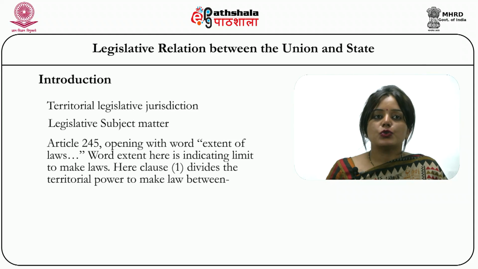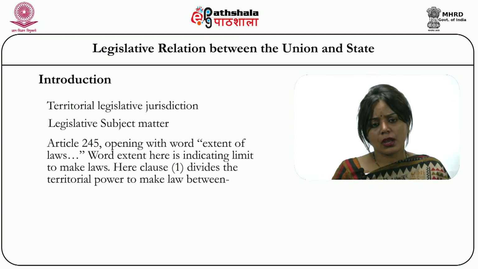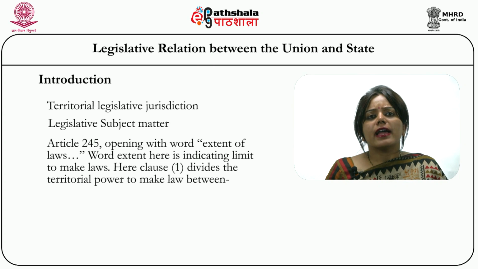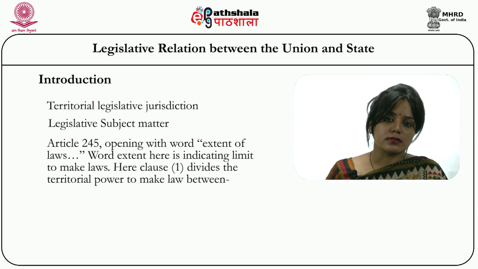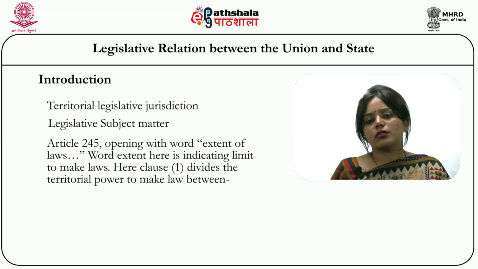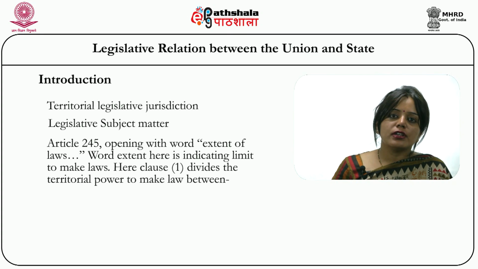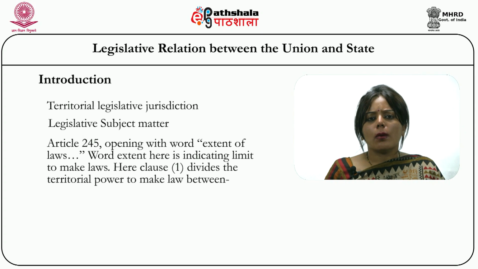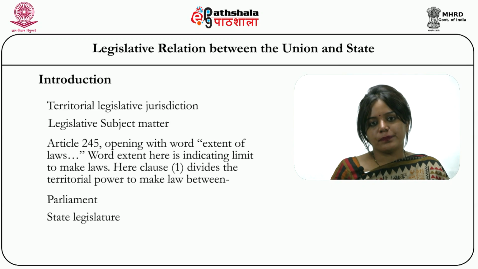Article 245 of the Indian Constitution talks about territorial legislative jurisdiction, and the opening words of this article are extent of laws. The word extent here indicates the limit to make laws. Clause 1 of Article 245 divides the territorial power to make law between the Parliament and, of course, the state legislature.